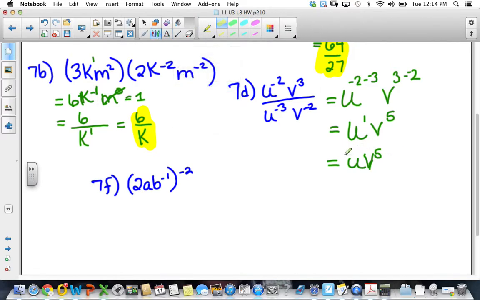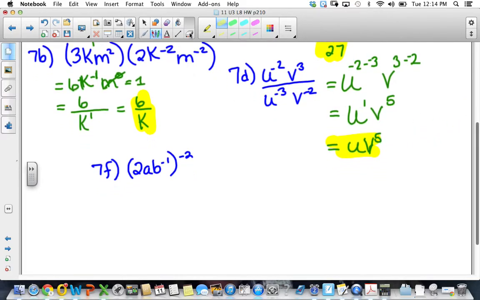And last one, 7F. There's multiple ways to do this, and depending on time, I'm going to show you 2 different ways to do this. The first thing you could do is distribute the power of negative 2 to each one of those terms. And each one of those has a power, even though you don't see it. So the 2 gets the power of negative 2, the a and the b.